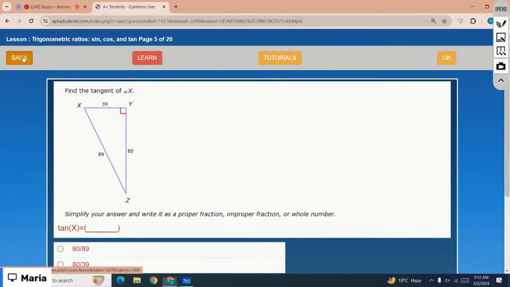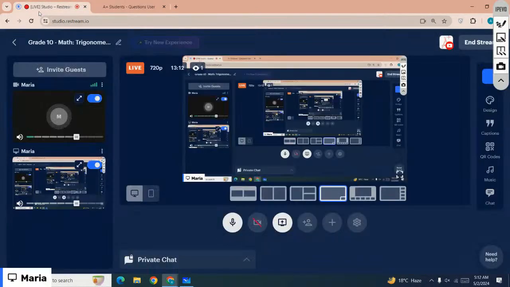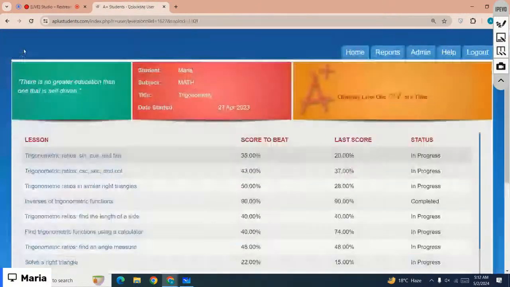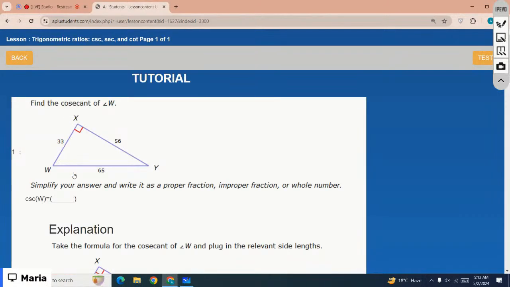You can complete the lesson by yourself later today. Let me move on to the next lesson. The next lesson is trigonometric ratios, cosecant, secant, and cotangent.